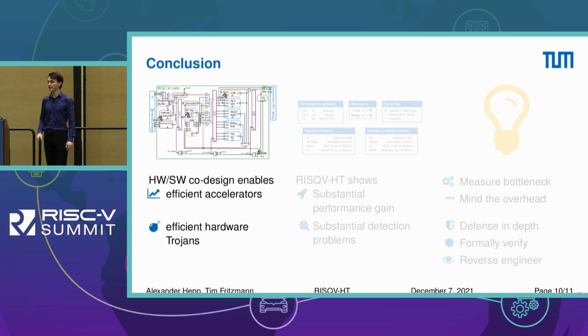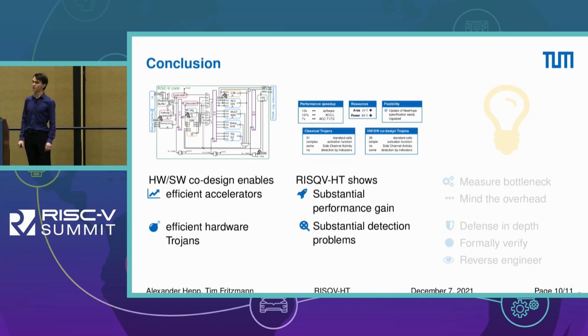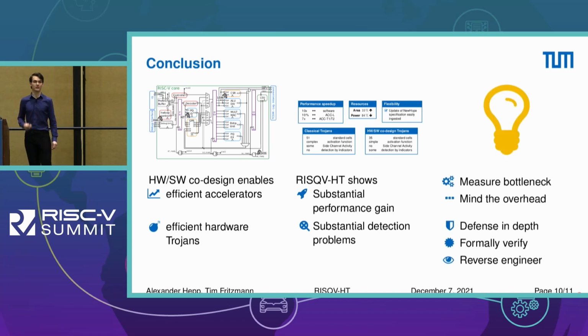I want to highlight that hardware-software co-design enables perfect, efficient accelerators, but also it enables efficient hardware Trojans. We can show substantial performance improvements, but also substantial problems in detecting the hardware Trojans that are using this approach. Additionally, what I will give to you as a takeaway is that you want to measure your bottleneck to find out the spots where a hardware accelerator and hardware-software co-design make sense. You want to mind the overhead that might be in some memory transaction, so choose the right accelerator strategy.